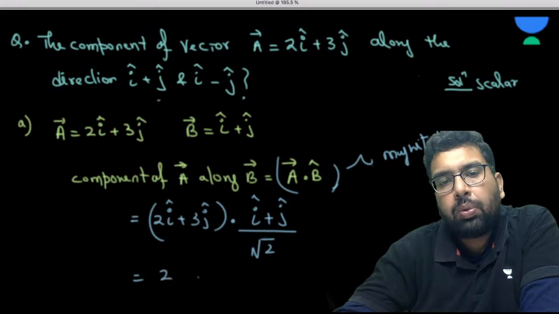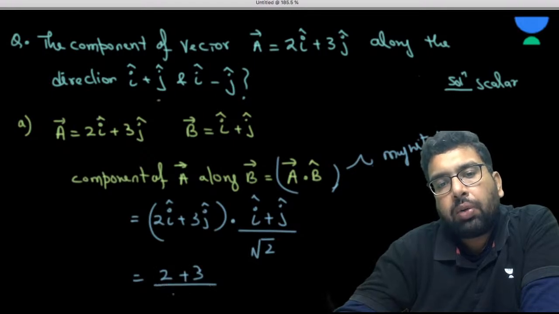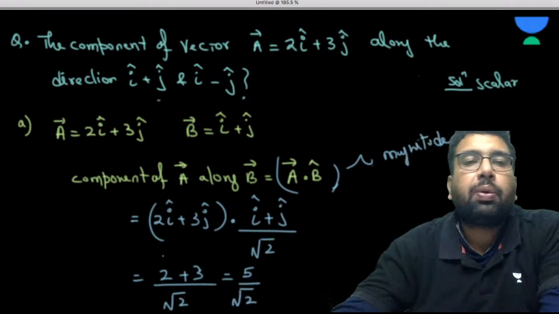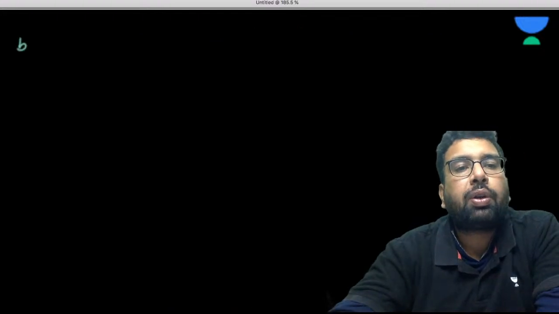So it will become 2 plus 3 by root 2, right? Dot product of two vectors is always a scalar. So this is going to be 5 root 2, isn't it? So this is the magnitude, remember. This is the magnitude, remember. Okay, no scope of confusion.